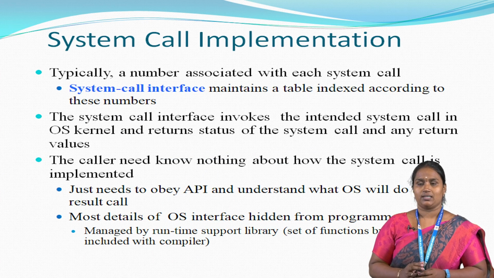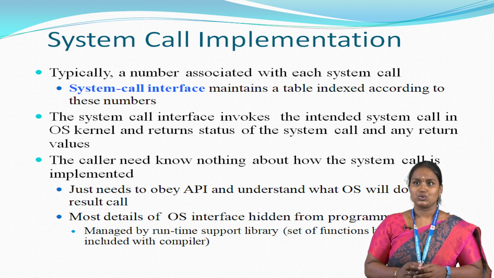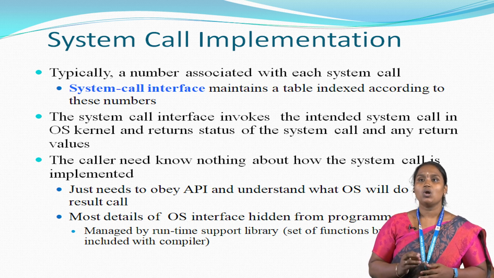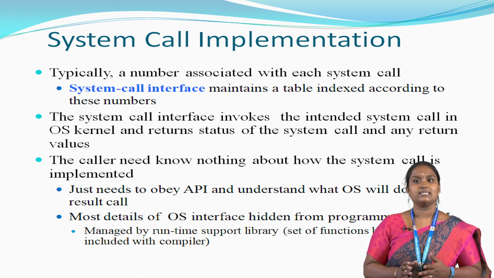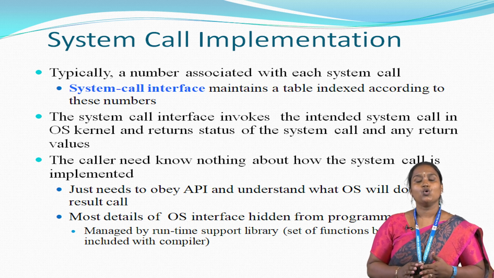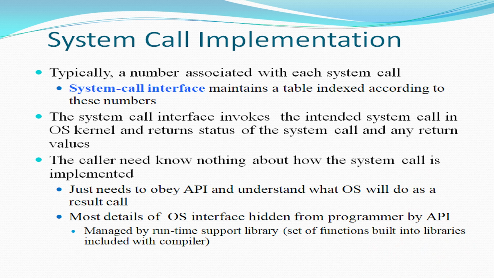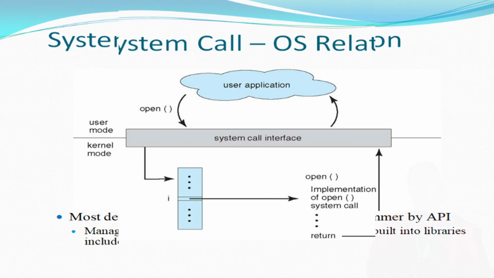System call implementation. Typically, a number is associated with each system call. The system call interface maintains a table indexed according to these numbers. The system call interface invokes the intended system call in the operating system kernel and returns the status of the system call and any return values. The caller need know nothing about how the system call is implemented. It just needs to obey the API and understand what the OS will do as a result of the call. Most details of the operating system interface are hidden from the programmer by the API.